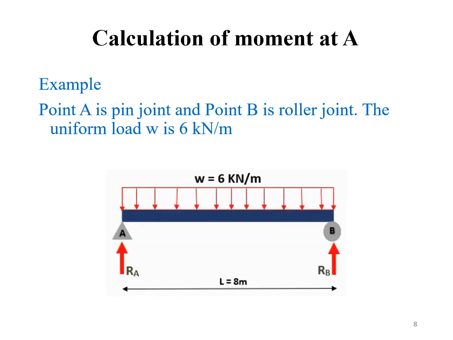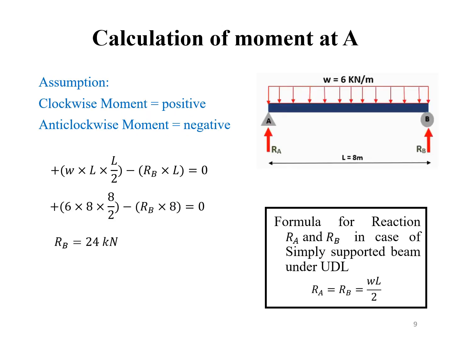Here's an example. Here we can see we have a beam of 8 meters with a uniformly distributed load of 6 kilonewton per meter, acting on 8 meters. Let's start the calculation of the moment at point A. This is point A, and if we calculate the moment at point A, then the sum of moments acting on A will be 0. And these are the assumptions: we will consider the clockwise moment as positive and the anti-clockwise moment as negative.